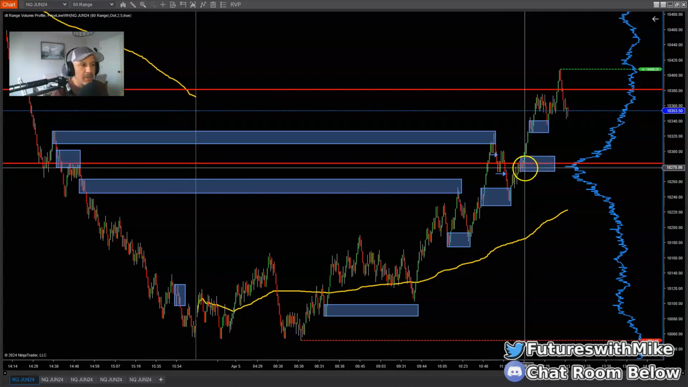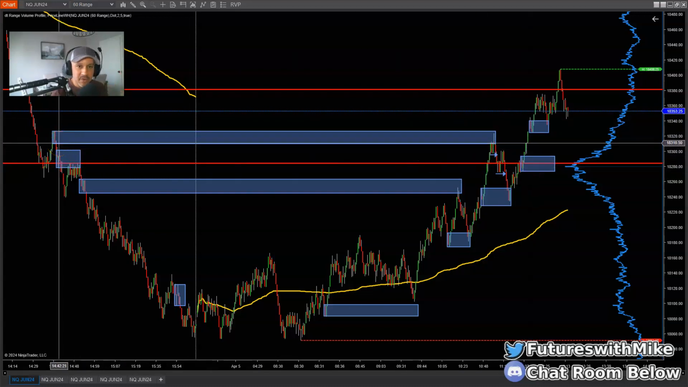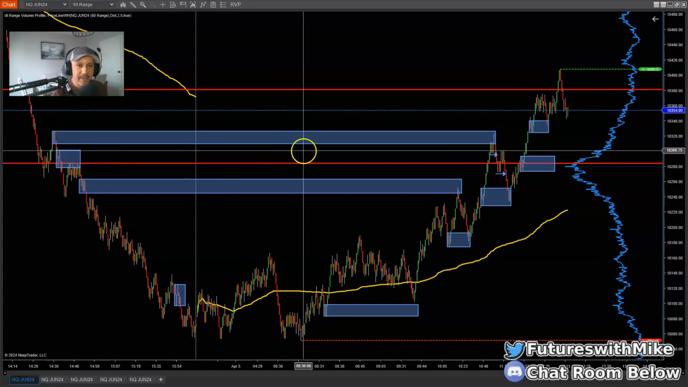Here's the key. Also, this is a major supply zone, right? All right, or it's a supply zone, to say it like that, okay? Off of the higher base chart, mark it.